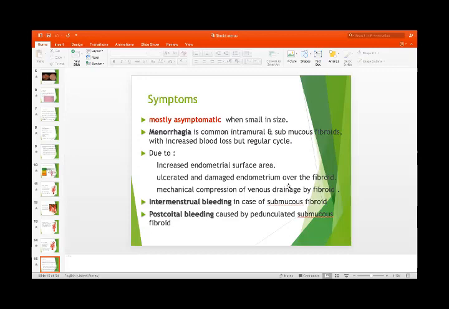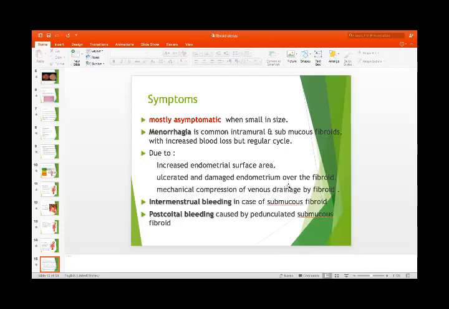How the fibroid presents. Mostly, they are asymptomatic when they are small in size and they are discovered incidentally when an ultrasound is done for any other reason. Menorrhagia is the most common symptom and it is usually caused by the submucous fibroids mainly and intramural fibroids because it increases the surface area of the uterine cavity and causes increased blood loss. But the cycle is regular.